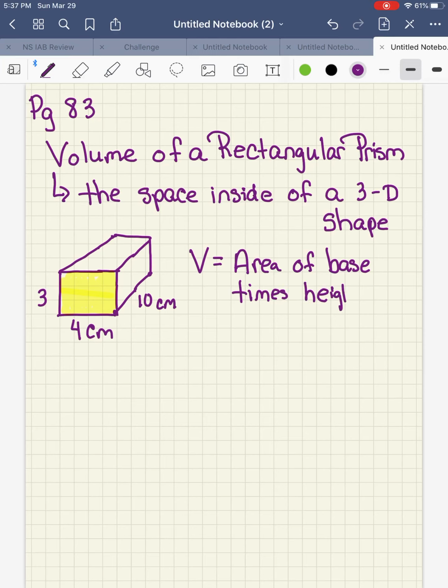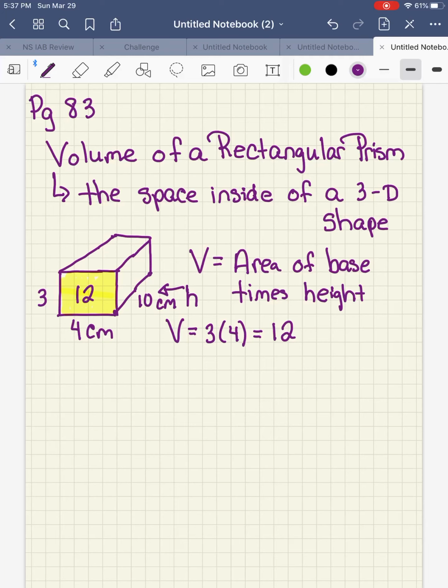And again, the height isn't necessarily up and down. In this case, what I shaded in yellow, that's the base, and the 10 right there, that's the height. So we're going to start off by finding the area of that rectangle in front, right? Here's our volume, is the area of the base, which is base times height, 3 times 4, to find the area of that rectangle, and that's 12. So that's the area of our rectangle in the front.